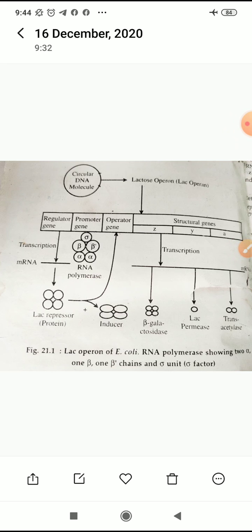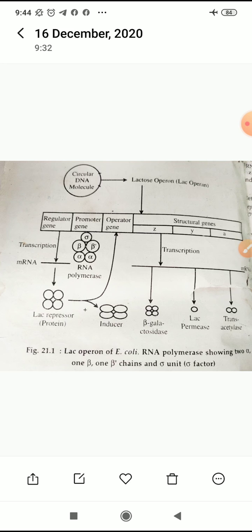Operon concept. Jacob and Monod in 1961 explained induction and repression of enzyme synthesis on the genetic basis, or at gene level. They suggested a system for regulation of enzyme synthesis by gene action. Such a system for the regulation of enzyme synthesis is known as the operon model, O-P-E-R-O-N, operon model.